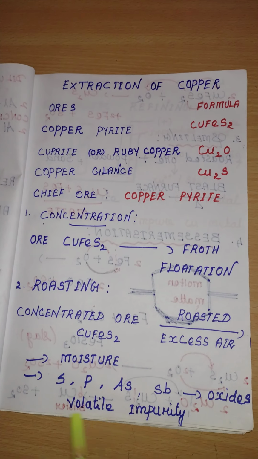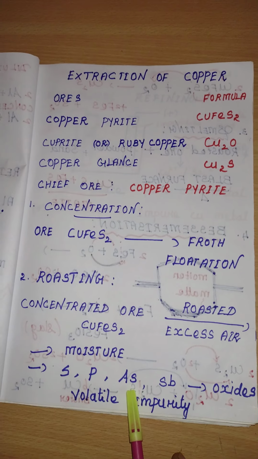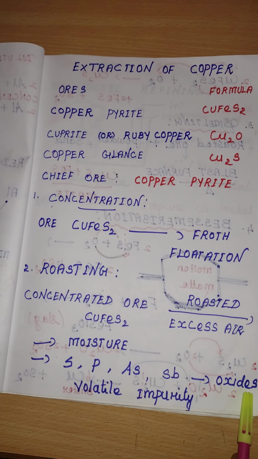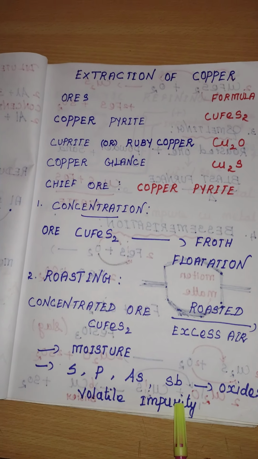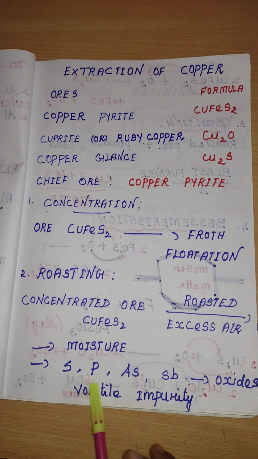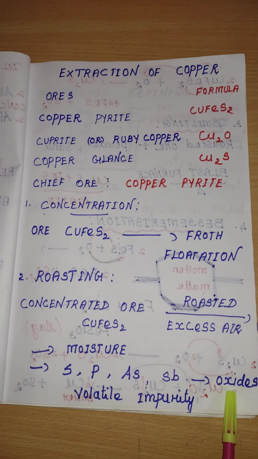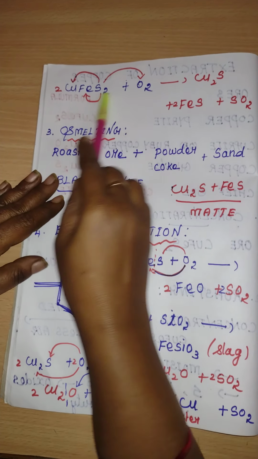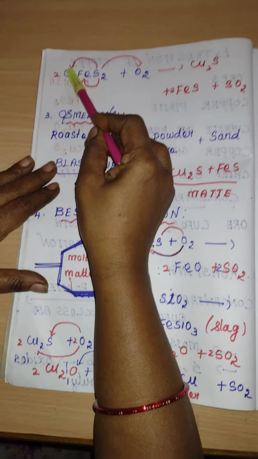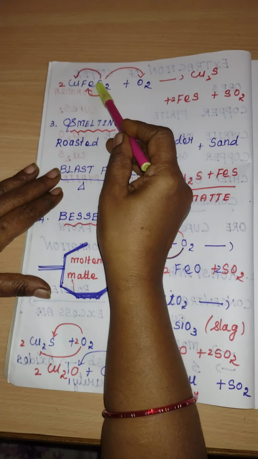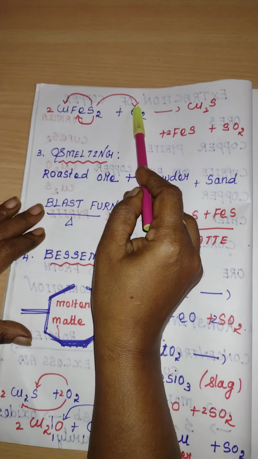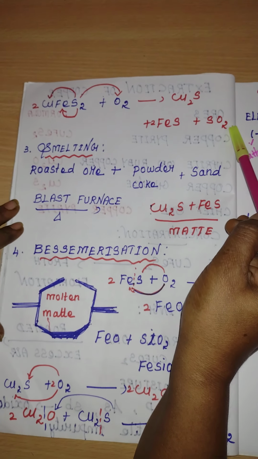Volatile impurities like sulfur, phosphorus, arsenic and antimony are removed as their respective oxides. Volatile impurities means easily vaporized. They are easily vaporized as their respective oxides. Then the copper pyrite ore is partially converted into sulfide. The sulfur goes into copper to form copper sulfide, the sulfur goes into iron to form iron sulfide, and the sulfur goes into oxygen to form sulfur dioxide.